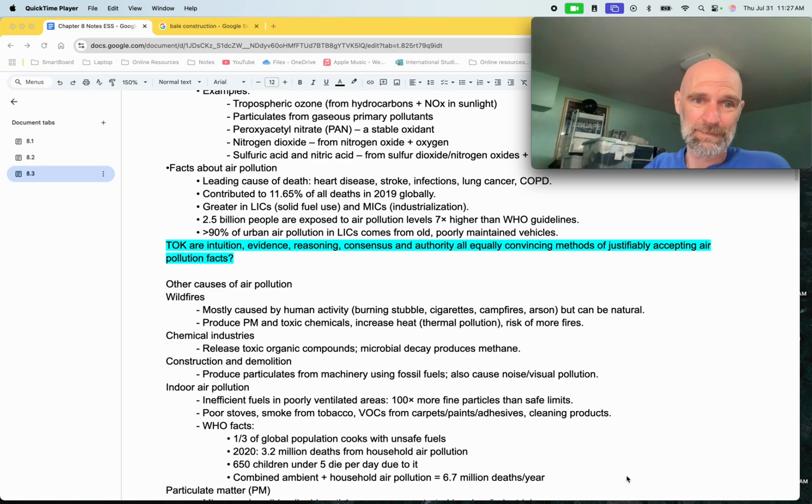So, yep. All right. Air pollution contributed to 11.65% of all deaths in 2019 globally. Now that COVID happened the year after that, it might have affected that number a little bit more. That'd be an interesting IA. Greater in low-income countries, solid fuel use, and medium-income countries, industrialization. So remember, poor people always get screwed. No way about it. So lower-income countries and also middle-income, where they have a lot more factories and industry, they put a lot more off into the air.